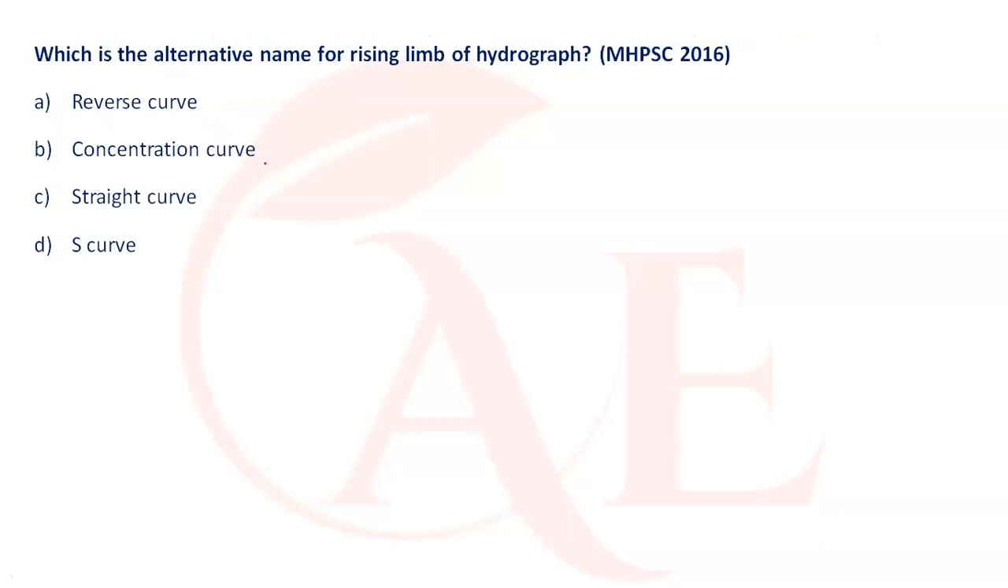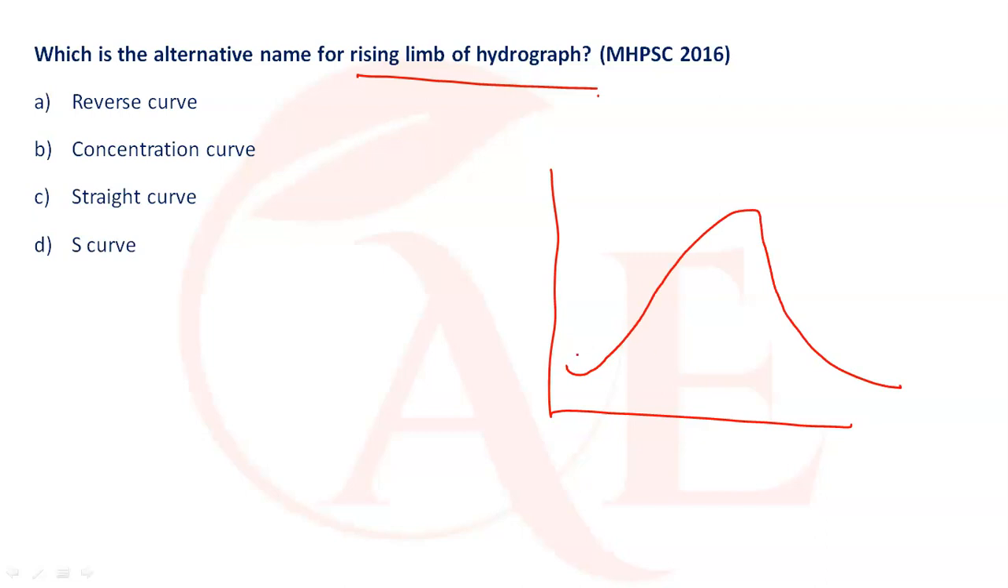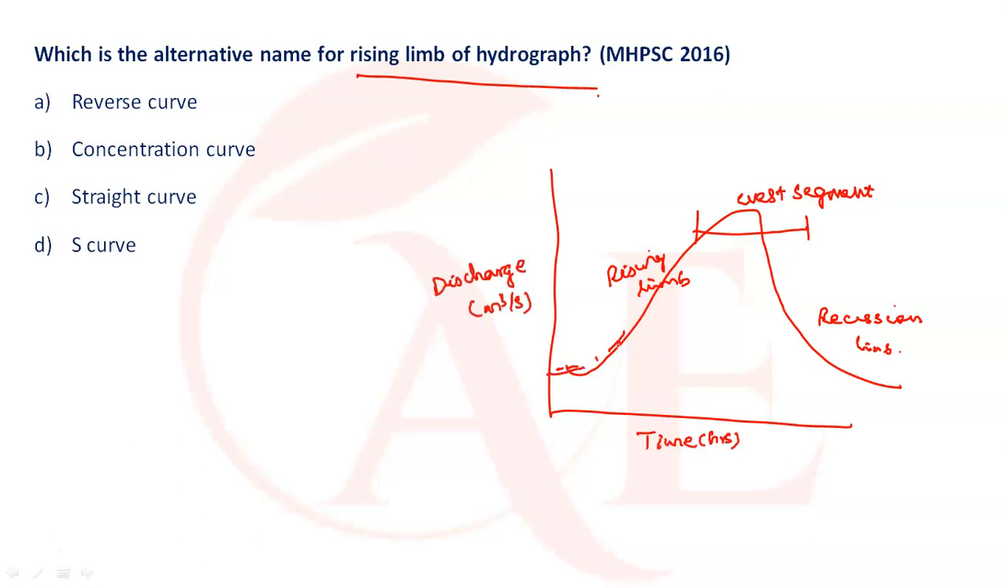What is the alternative name for rising limb of hydrograph? We see this is the hydrograph. This segment is the rising limb, and this is the recession limb. This is the crest segment. From this to this part is known as the rising limb. It is also known as the concentration curve. Option B is the correct answer.